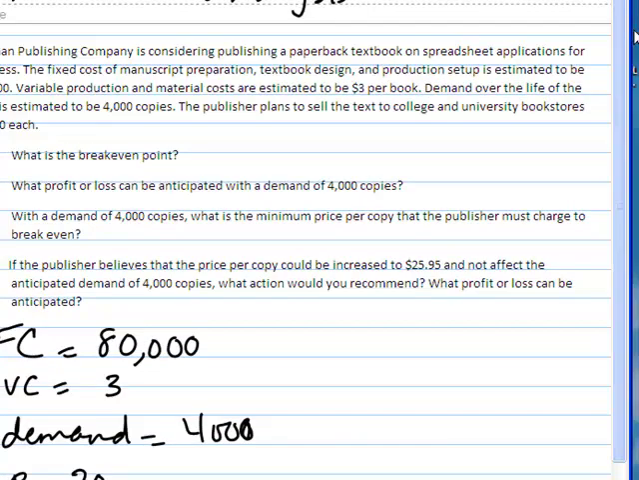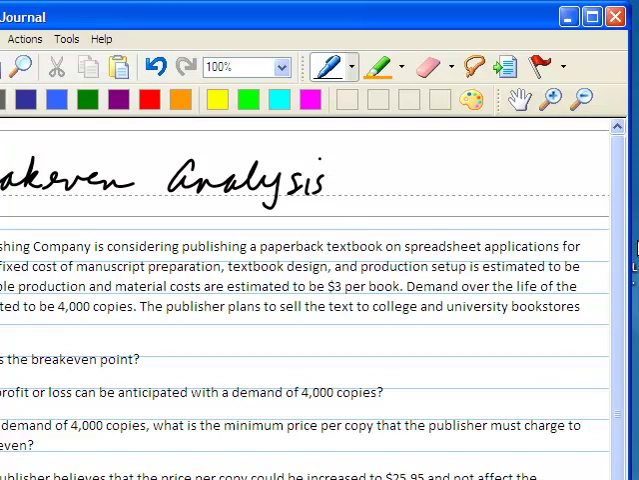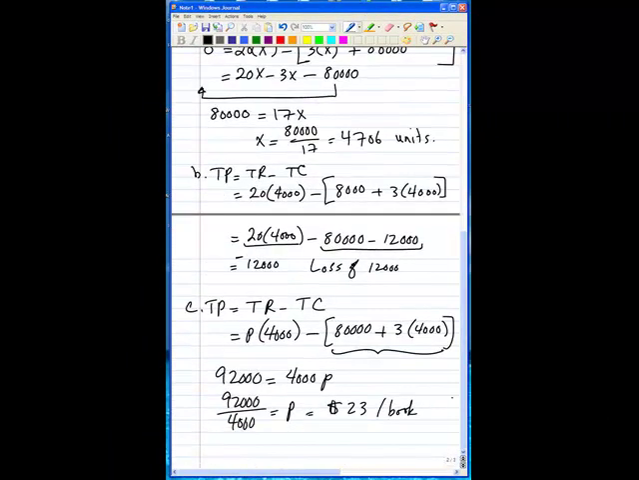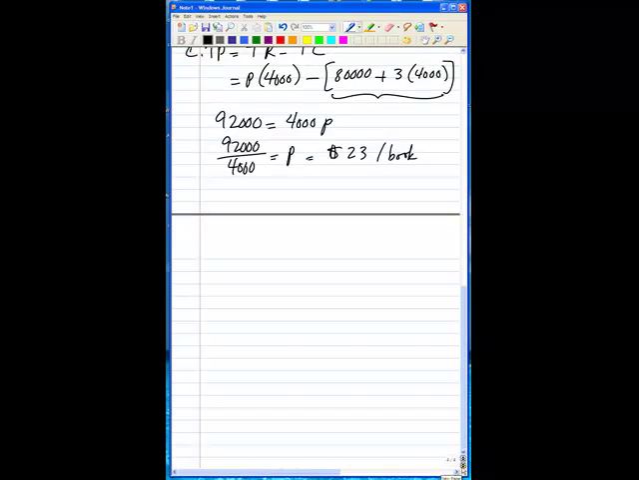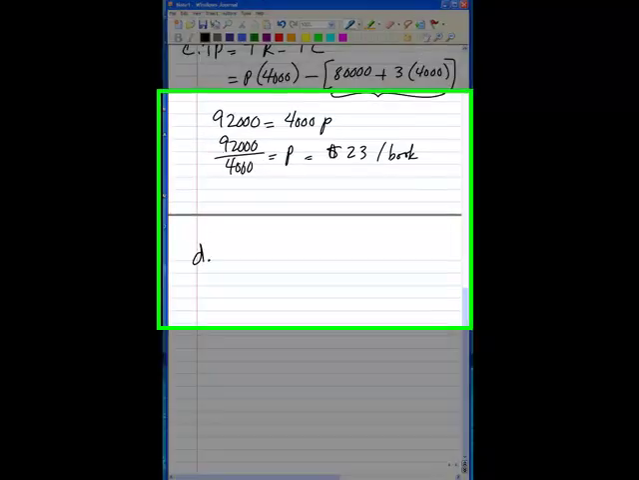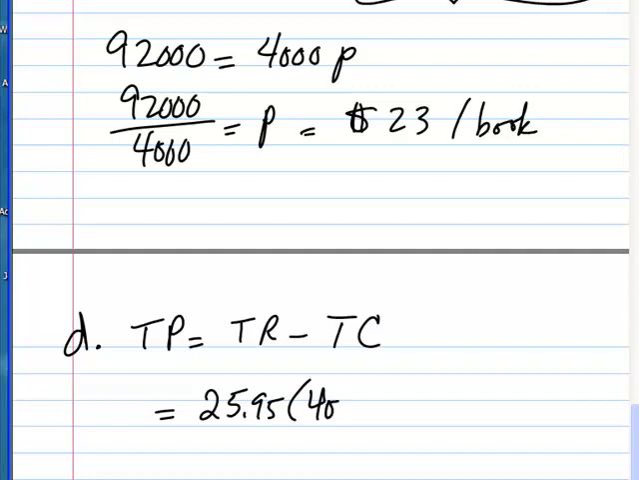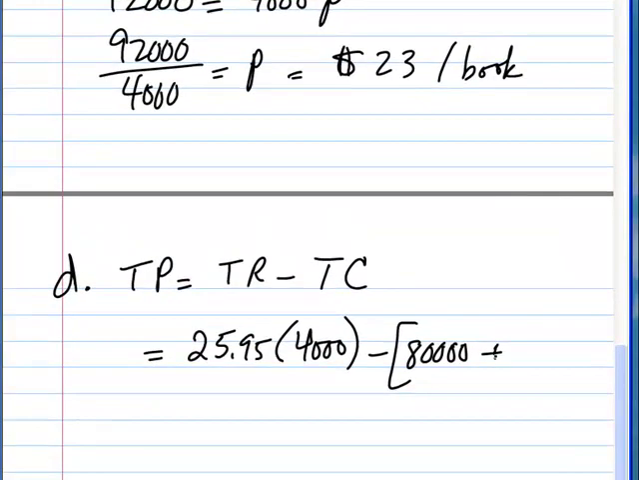And finally, Part D says if the publisher believes that the price per copy could be increased to $25.95 and not affect the demand of 4,000, what action would you recommend and what profit or loss would you have? Again, total profit can be computed as total revenue minus total cost, but in this case the selling price P is $25.95. We're assuming 4,000 is the number of units to be sold, minus 80,000 plus the $3 times the 4,000.